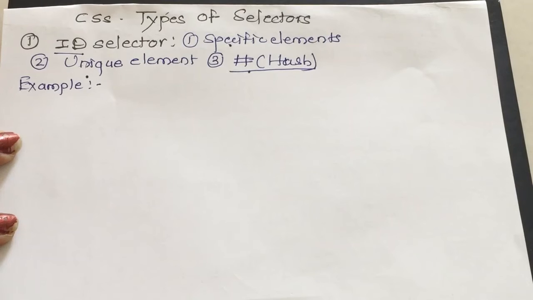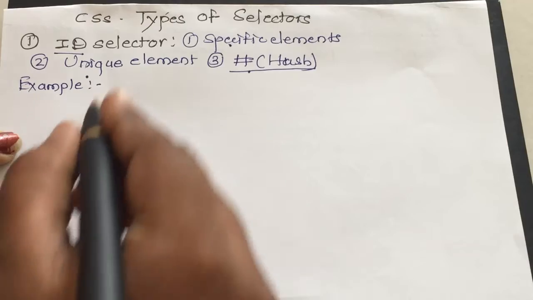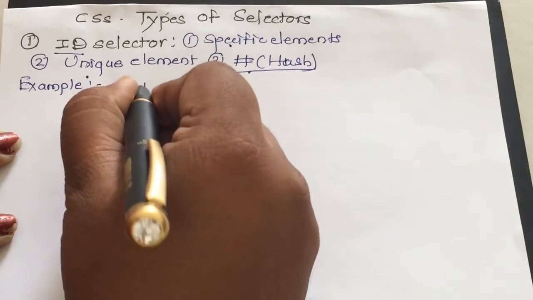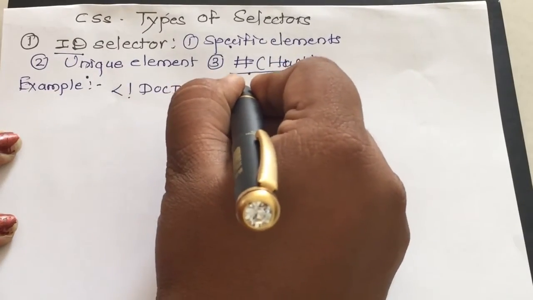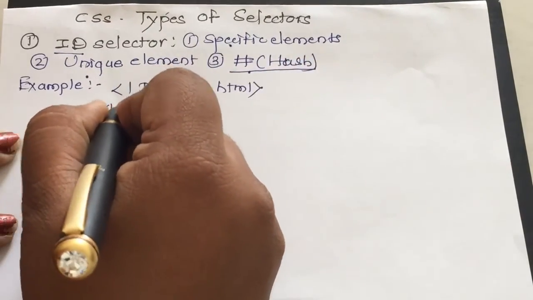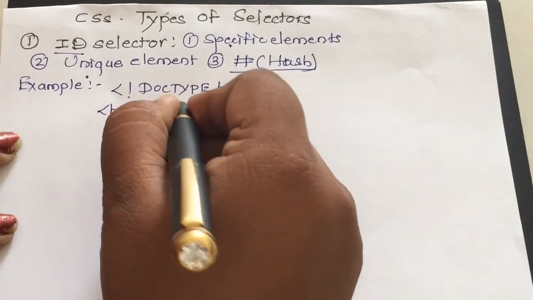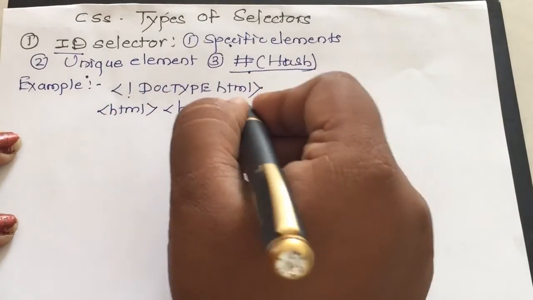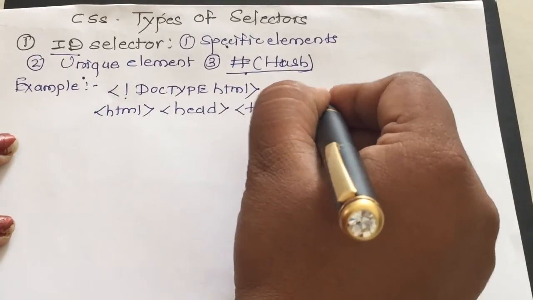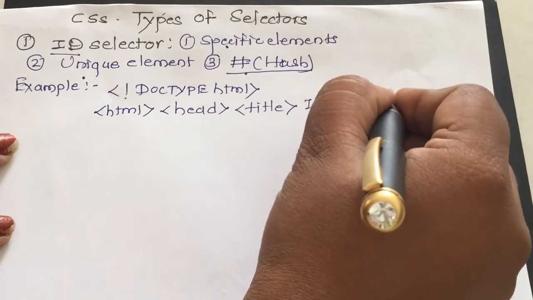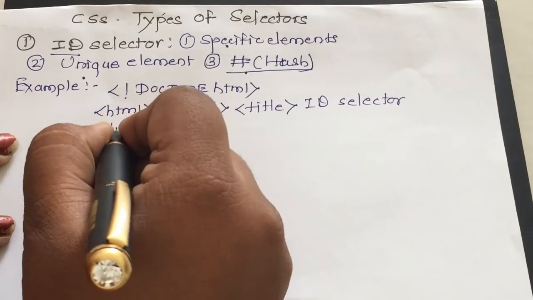How to write the ID selector? Now you know the internal CSS. What are the rules for the internal CSS? A style tag is used within the head and slash head tag. So the first starting of your HTML program is always the doctype HTML. Then after that you have to start with the HTML tag. Then the first section is defined, which is known as the head section, and write down the title in the head section as ID selector. After writing the title, close it with slash title.